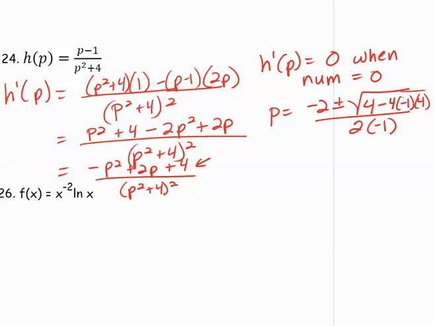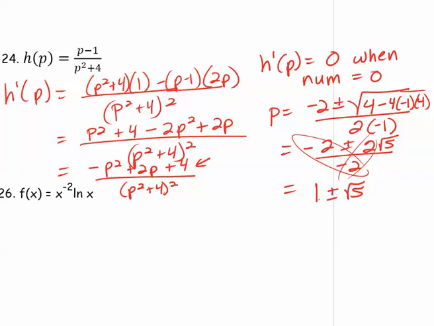So it looks like our discriminant under the radical is a 20. So we've got negative 2 plus or minus square root of 20. Can I write that as 2 square root of 5 all over negative 2? So our p values here, if we divide each of these, we would have 1 plus or minus the square root of 5. So that's where our derivative is equal to 0.